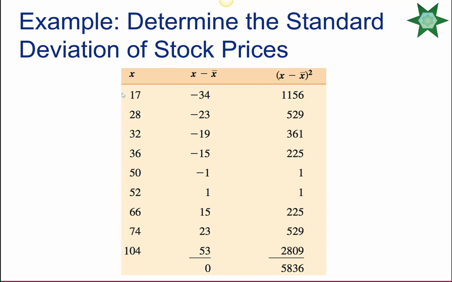In the left-hand column, we've got all the individual stock prices. In the next column, we took each stock price and subtracted the mean. Remember, the mean was 51. Those are what we call the deviations, and importantly, notice these add up to 0. Then in the last column, we take each deviation and square it. We add those all up.